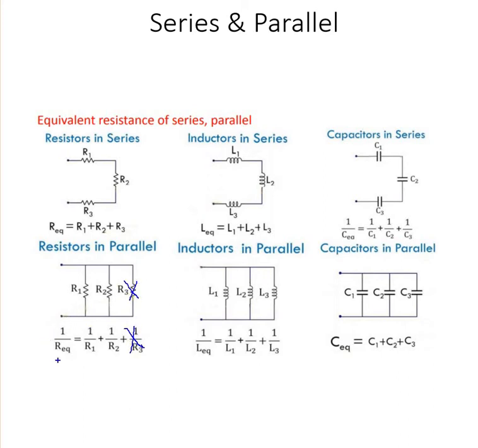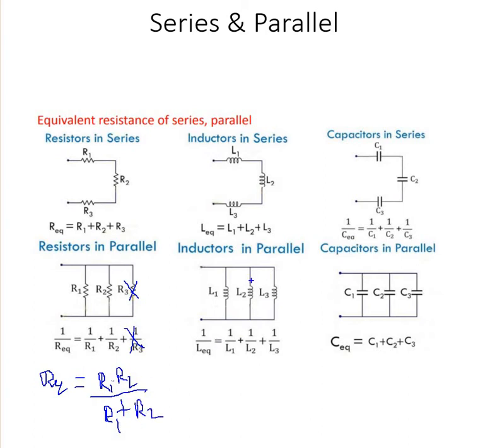Then 1 by R equivalent is equal to 1 by R1 plus 1 by R2. Or what is the simple formula? R equivalent is equal to product divided by sum. What is the product? The product of the two resistances, R1 into R2, divided by R1 plus R2. That's all.